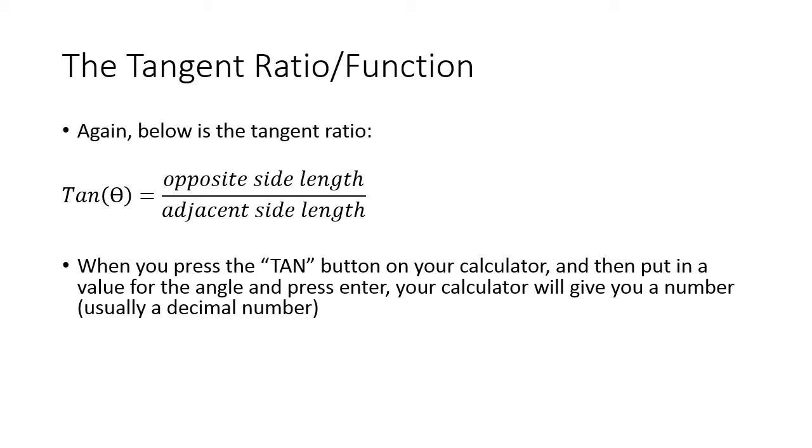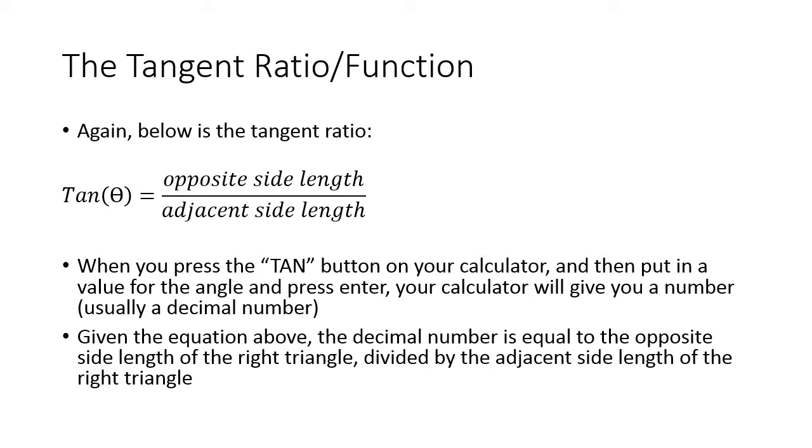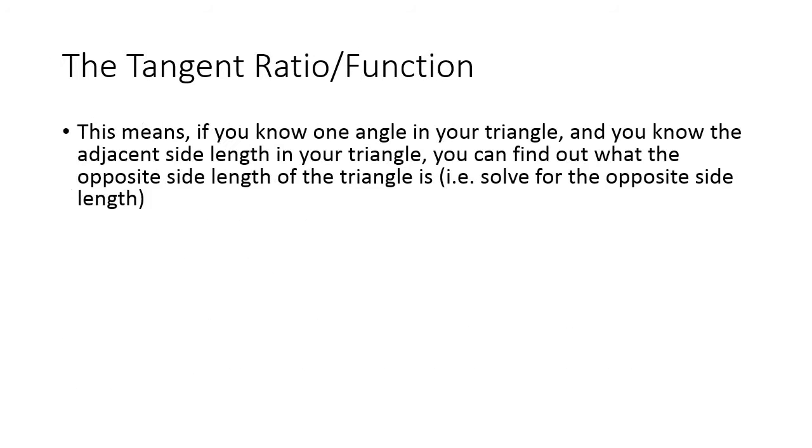When you press the tan button on your calculator and then put in a value for the angle and press enter, your calculator will give you a number, usually a decimal number. Looking at that equation, the decimal number is equal to the opposite side length divided by the adjacent side length of that right triangle. This means if you know one angle in your triangle and you know the adjacent side length, that is, you know two of the variables in that equation, you can then find the third and last variable in that equation, the opposite side length.